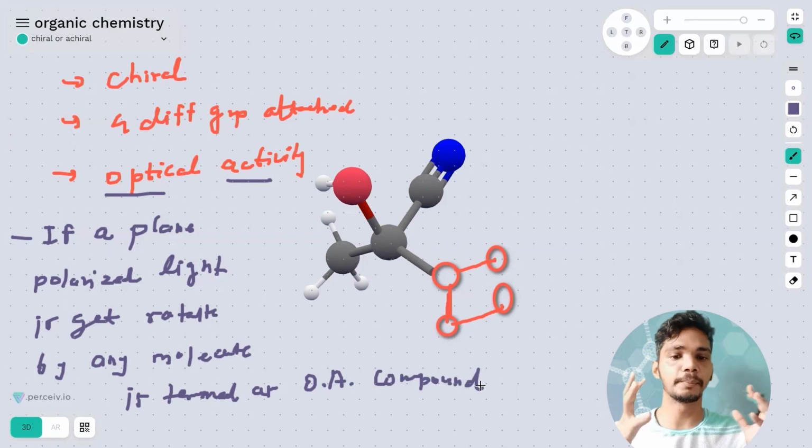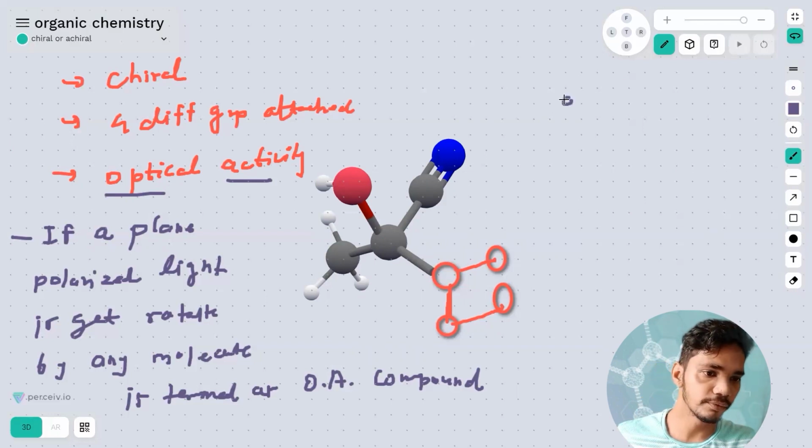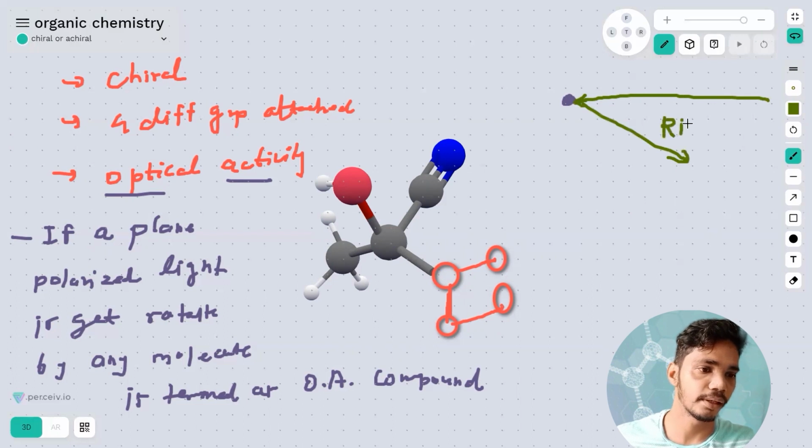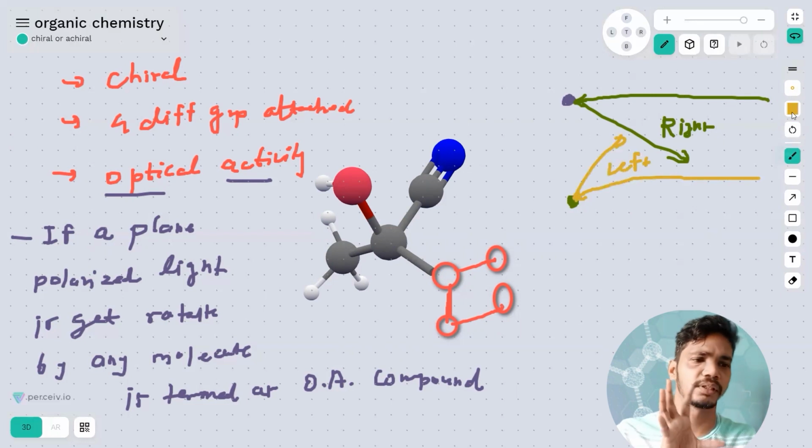So if any plane polarized light gets rotated, understand that point, rotated, not reflected. For example, if this is a molecule and the light is coming from here and gets rotated to the right side. Okay, if another molecule is here and light is coming from here and it's rotated to this side, the left side. I'm just using color to show you.